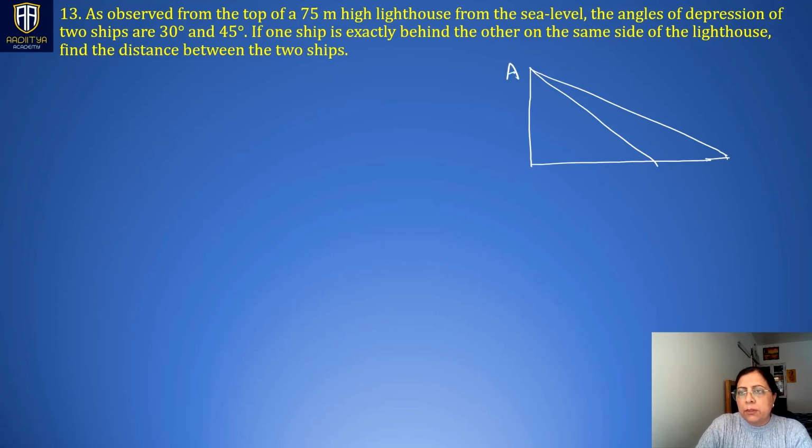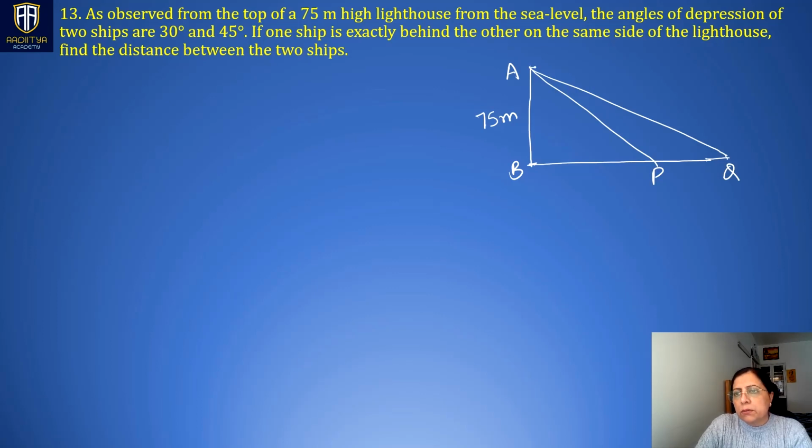Let this be the lighthouse, AB be the height, as observed from the top of a 75-meter height. This height is given to us. Height of the lighthouse is 75 meters. The height from the sea level. VPQ is the line which denotes sea level. This lighthouse is at a height of 75 meters.